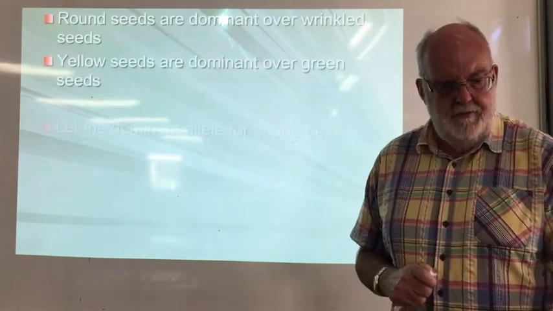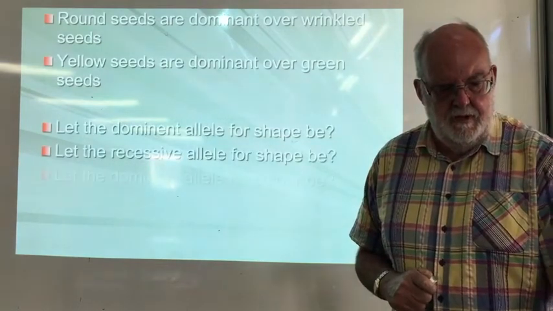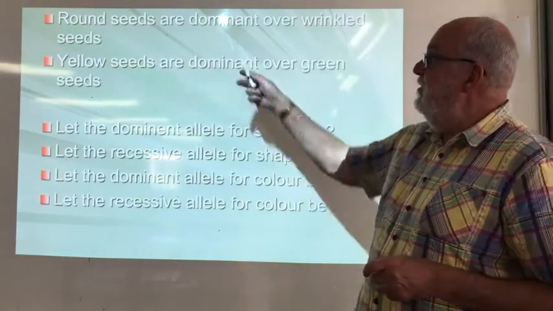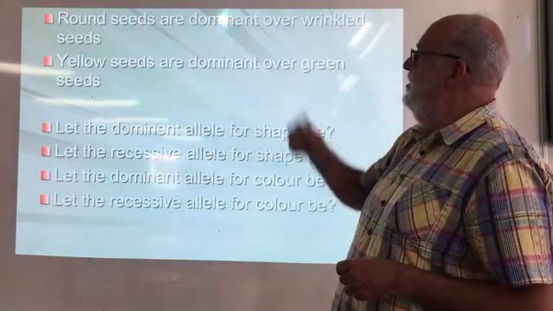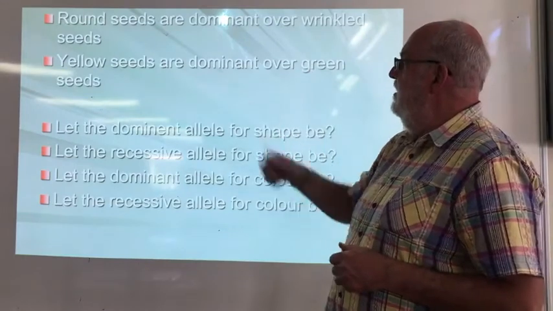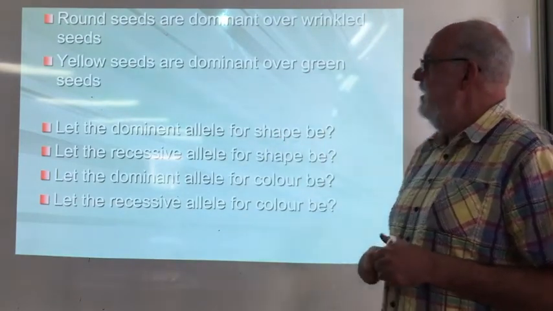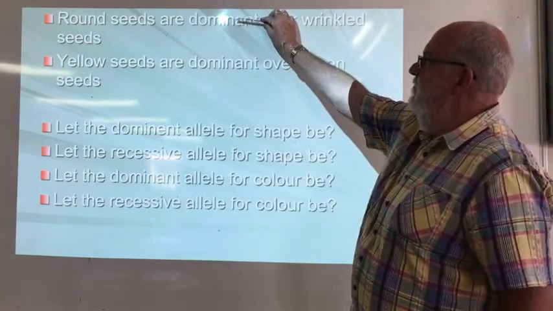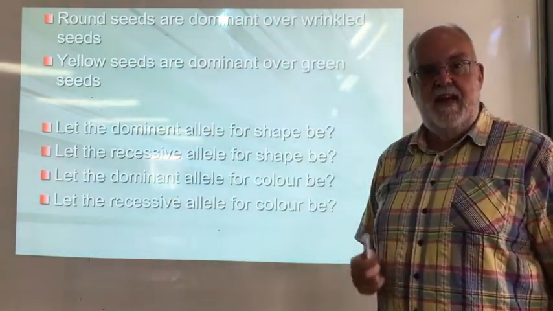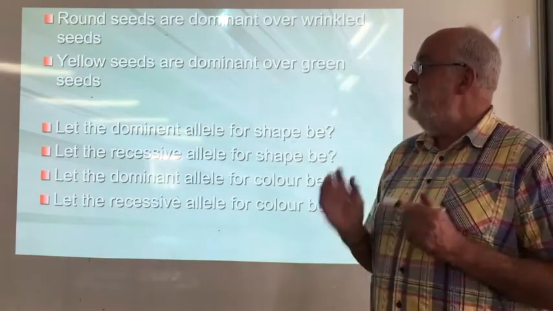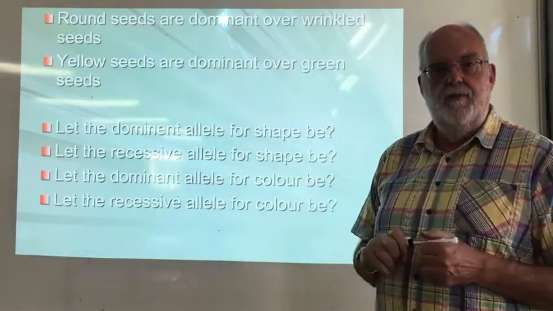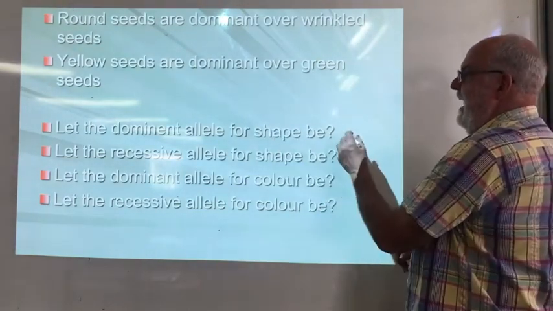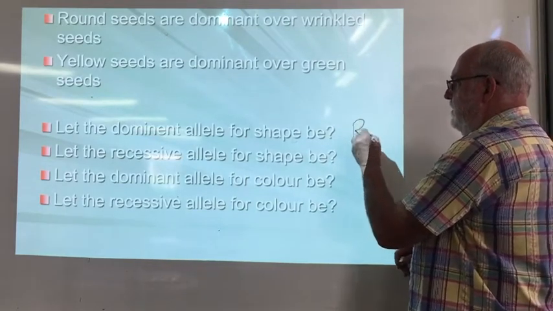So, here we've got a couple of examples of peas. Facts first of all, round seeds are dominant over wrinkled seeds. Yellow seeds are dominant over green seeds. So what are we going to call the dominant allele for shape? Remember, the dominant characteristic is a letter which best represents the phenotype characteristic. So it will be sensible for the dominant allele for shape to be R for round.